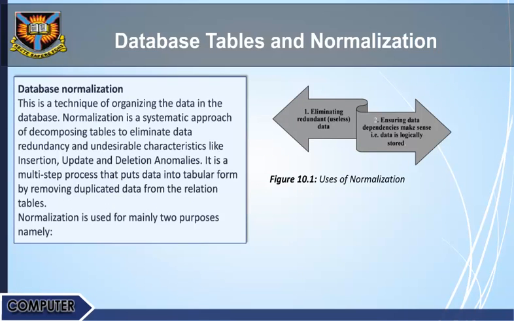Database normalization. This is a technique of organizing the data in the database. Normalization is a systematic approach of decomposing tables to eliminate data redundancy and undesirable characteristics like insertion, update, and deletion anomalies. It is a multi-step process that puts data into tabular form by removing duplicated data from the relation tables. Normalization is used for mainly two purposes, namely: 1. Eliminating redundant, useless data. 2. Ensuring data dependencies make sense, that is, data is logically stored.